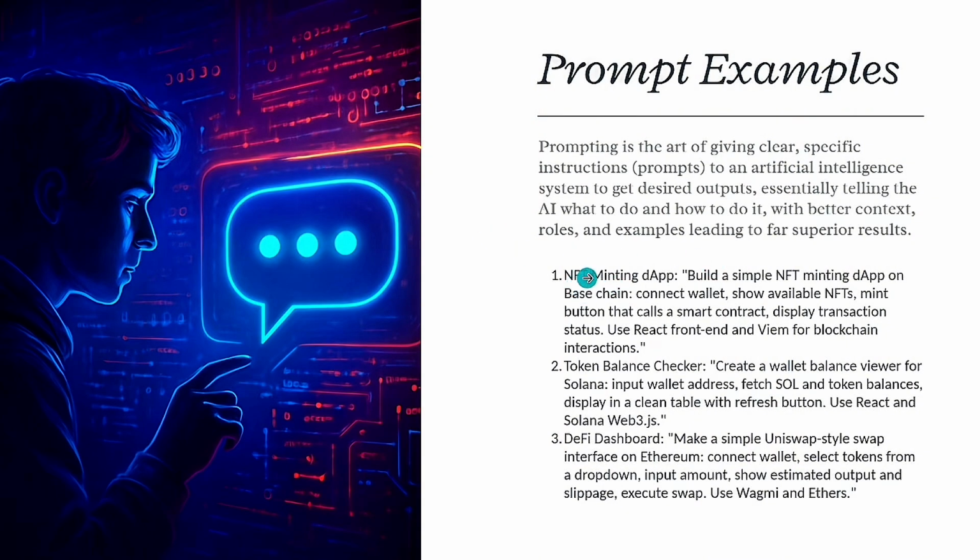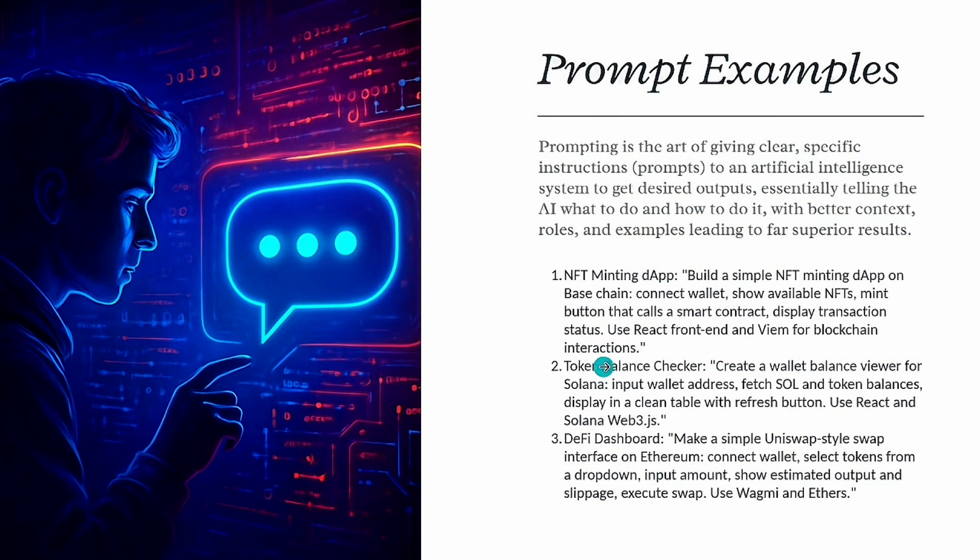So for example, if you want to build an NFT minting app, you can't just say I want to build an NFT minting app. The AI will just come up with whatever tools it chooses, and it will build something random for you. But if you say, build a simple NFT minting app on Base chain, connect wallet, show available NFTs, a mint button that calls a smart contract, display transaction status, and so on, use a React frontend and viem for blockchain interactions, you see that this is much more detailed than the previous one that just said I want to build an NFT minting app.